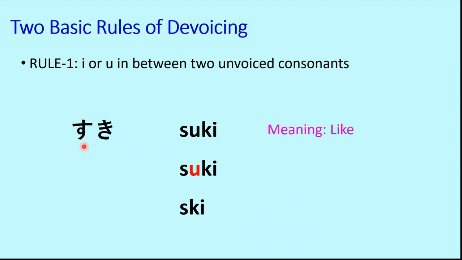The first example is suki. It is written as suki, which means like, but since s and k are both unvoiced consonants and u appears in between them, what does the rule say? E or u in between two unvoiced consonants. Since u appears between two unvoiced consonants, s and k, it will get devoiced. So suki becomes ski.